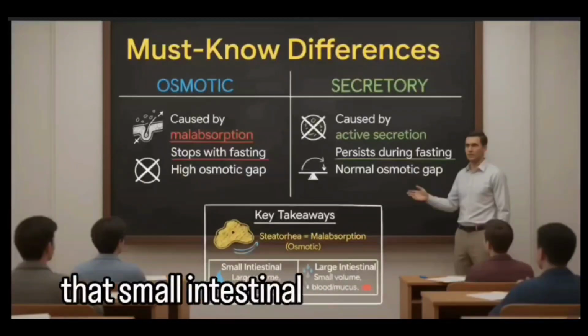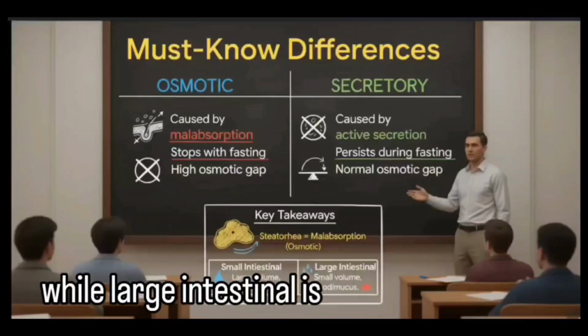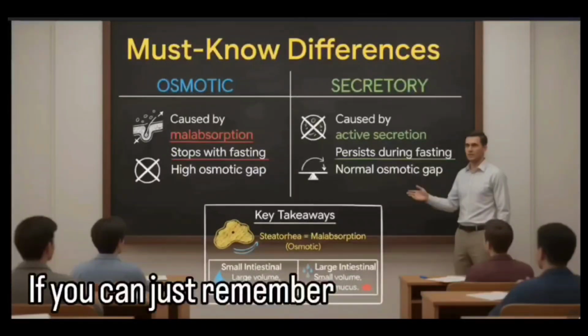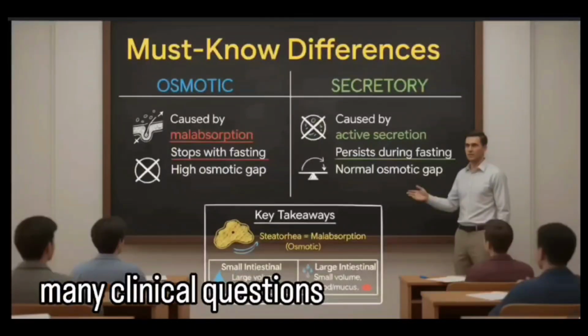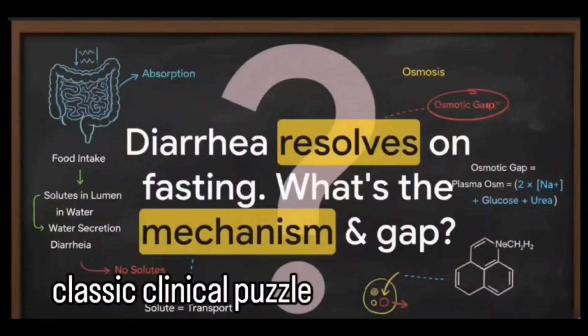And finally, remember that small intestinal diarrhea is typically large volume and watery, while large intestinal is smaller volume, more frequent, and might have signs of inflammation. If you can just remember the points on this slide, I promise you, you will be able to solve many, many clinical questions. So to wrap everything up, let's end with a classic clinical puzzle.